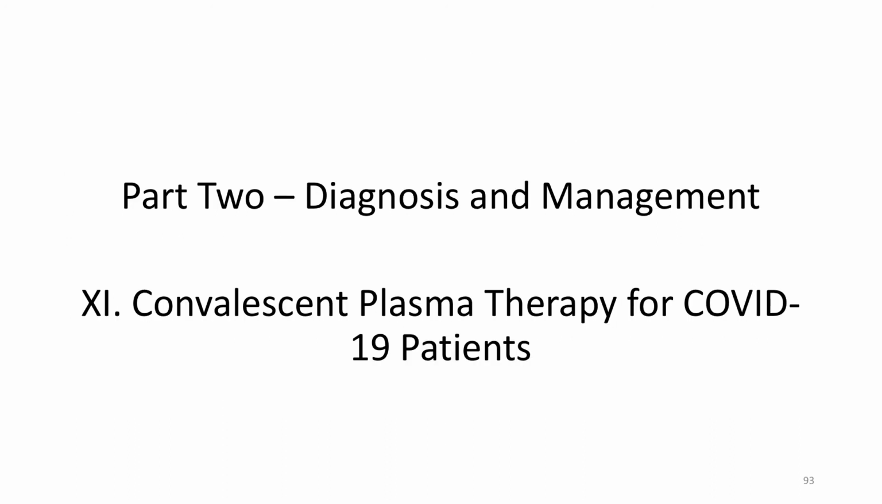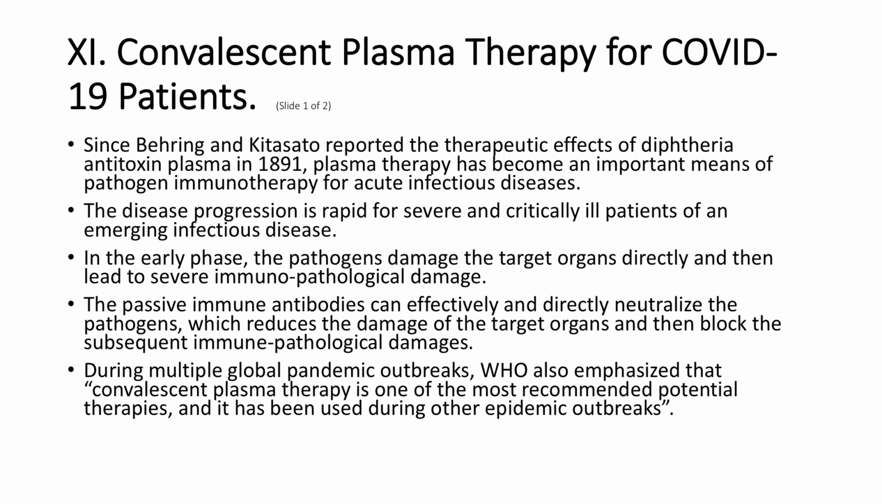We now come on to section 11, convalescent plasma therapy for COVID-19 patients. Since Behring and Kitasato reported the therapeutic effects of diphtheria antitoxin plasma in 1891, plasma therapy has become an important means of pathogen immunotherapy for acute infectious diseases.